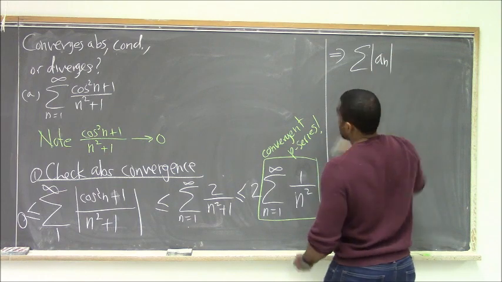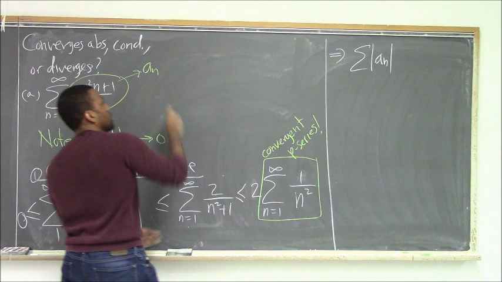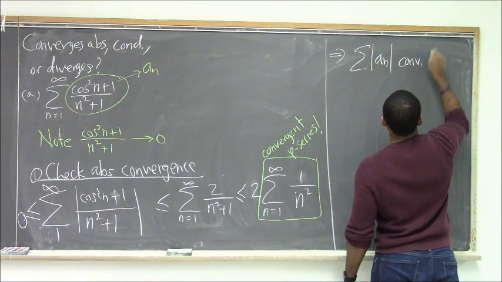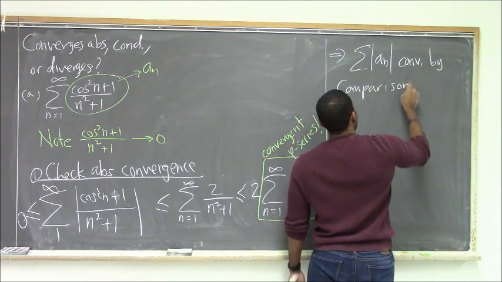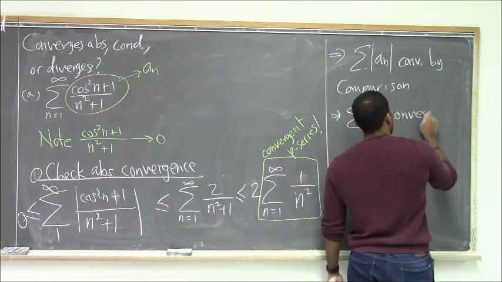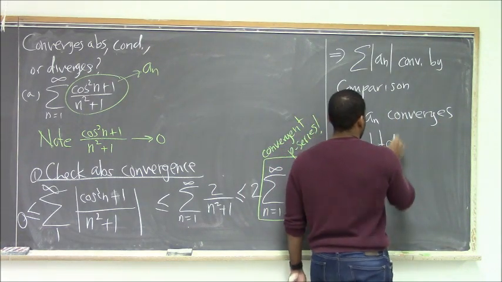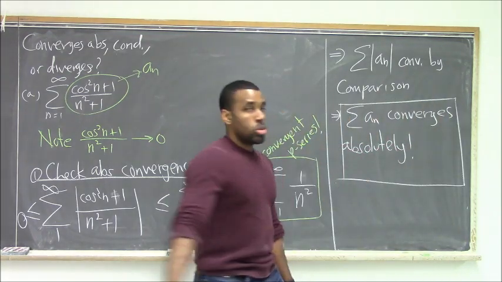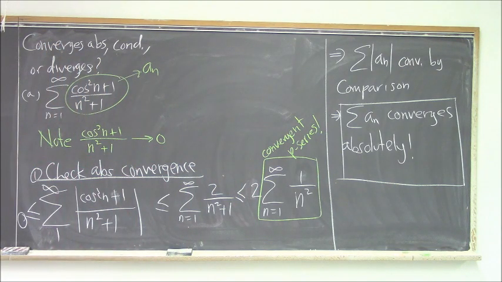Let's call this AN. So this here is referred to as AN. So AN converges by comparison. This implies that the original series converges absolutely. So our first example was an absolutely convergent series.